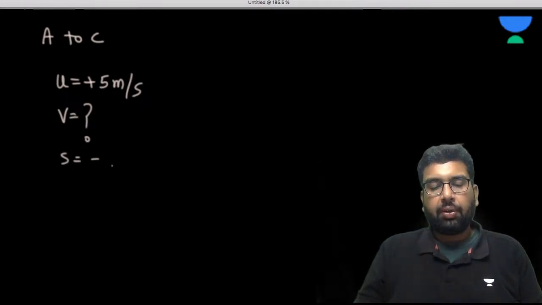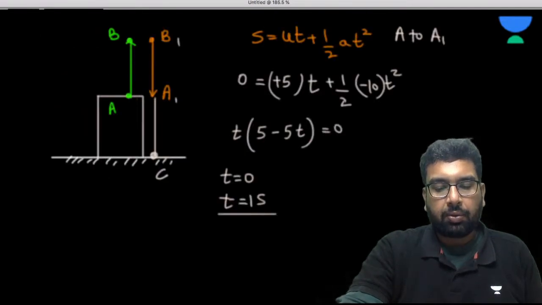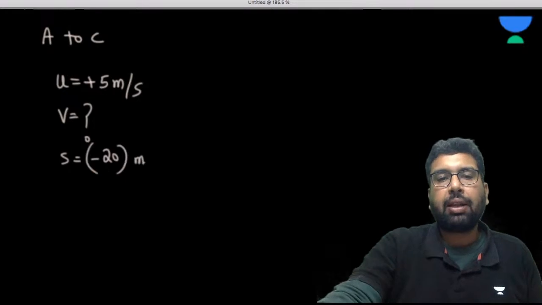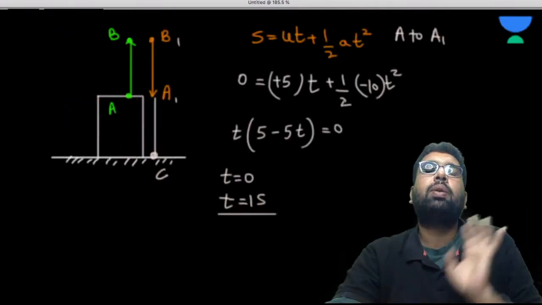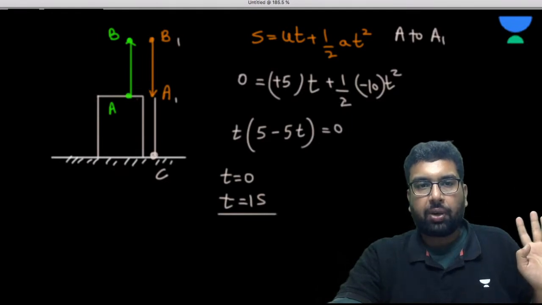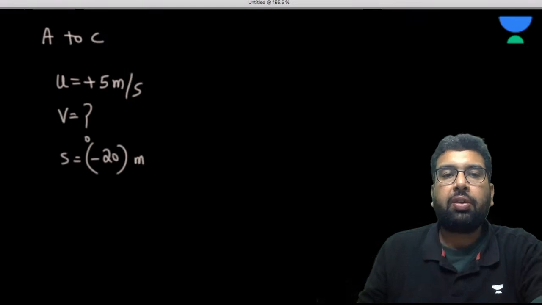Okay. So now from A to C I have considered, it is going to be minus 20 meter. Why am I considering minus 20? Because the displacement from A to C is in the downward direction, beta, isn't it? Wonderful. So we can apply which equation?